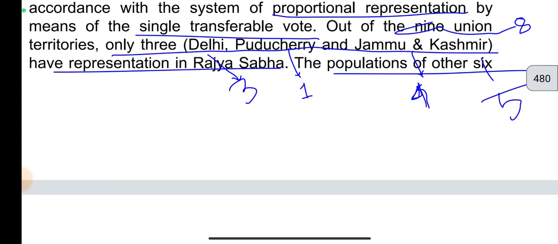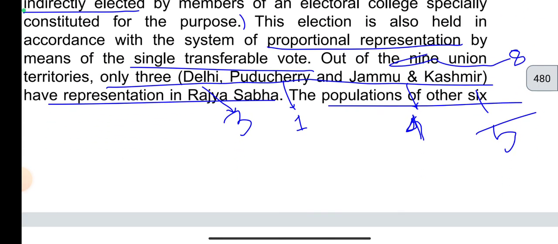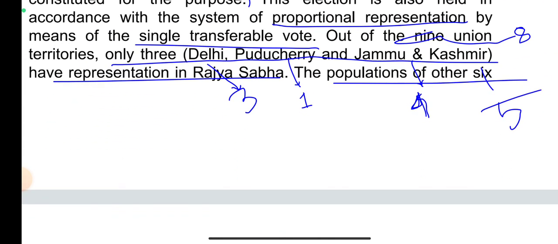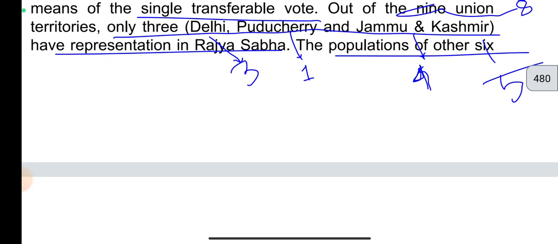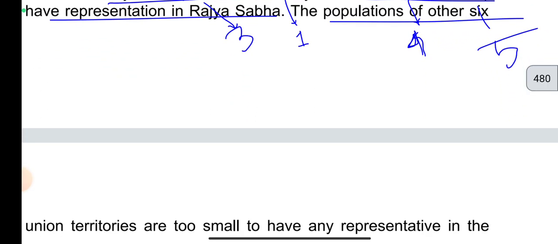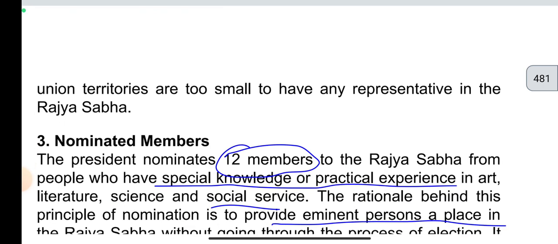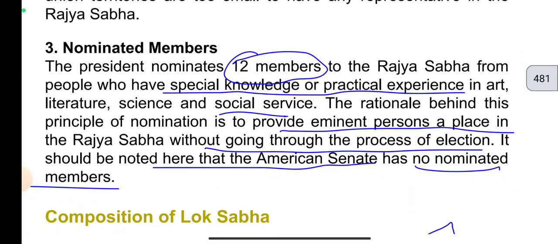Okay, out of 9 only 3, or what are the 3? Delhi, Puducherry and Jammu Kashmir have the representation in Rajya Sabha. The populations of other Union Territories are too small to have any representative in the Rajya Sabha.